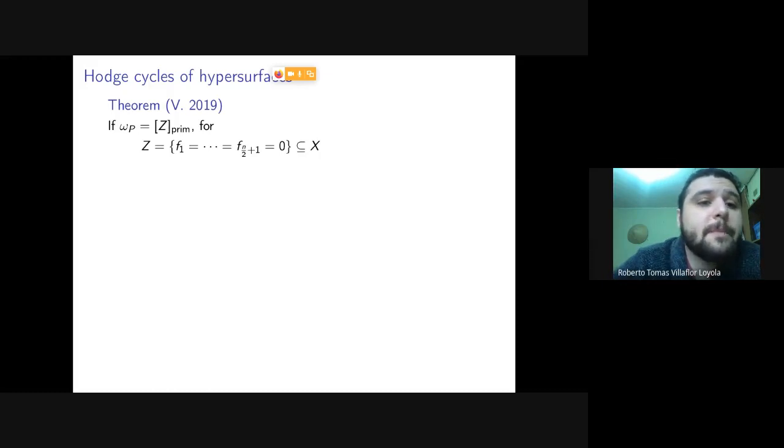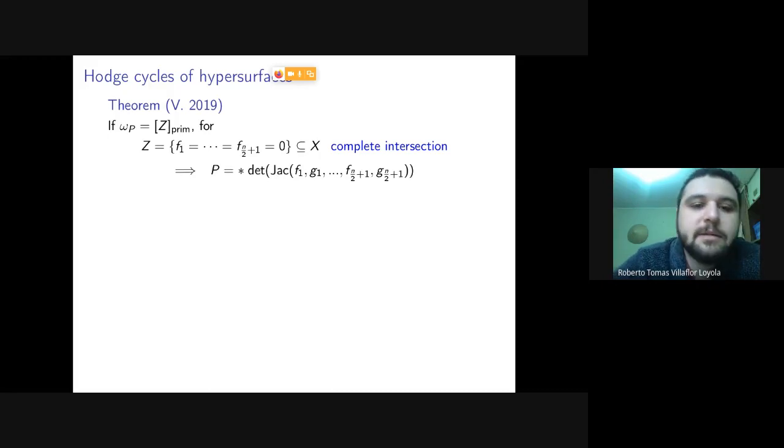Regarding the second question, I have the following result. If we know that the form corresponds to the primitive part of an algebraic cycle Z, which is given explicitly in terms of equations, and furthermore it is a complete intersection inside the projective space, then I claim that I have a candidate for the polynomial P, given by a constant factor, which doesn't matter because it's non-zero, times this expression, the structure of a representative of the polynomial. Here the Fi's are the equations of C, and the Gi's are the equations coming from the decomposition of F in the ideal generated by C.